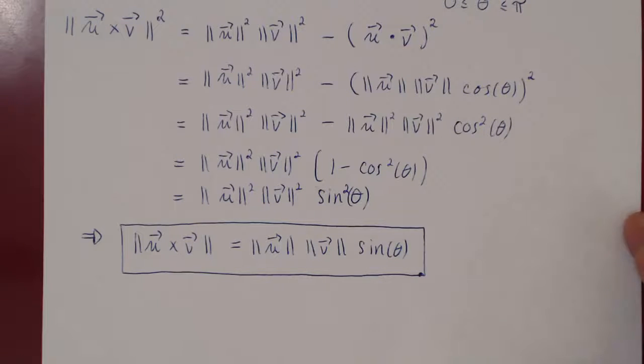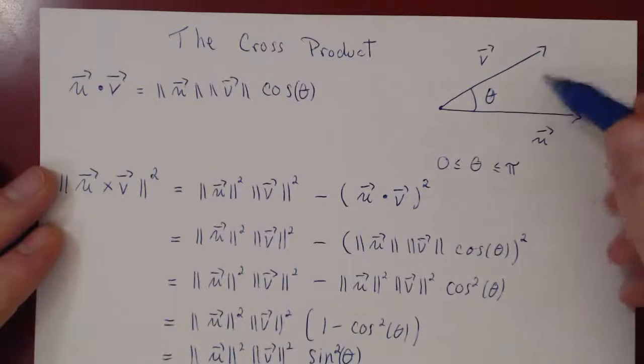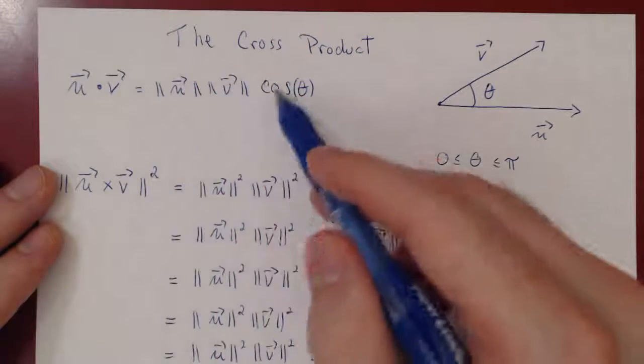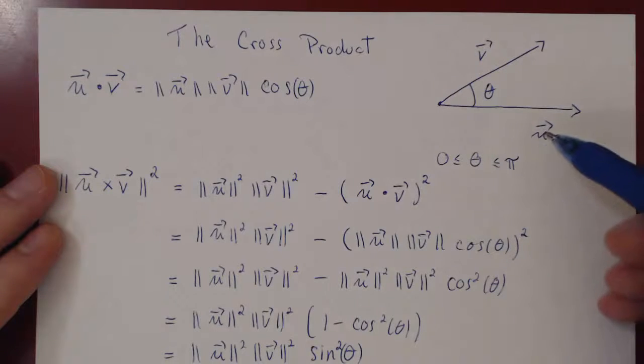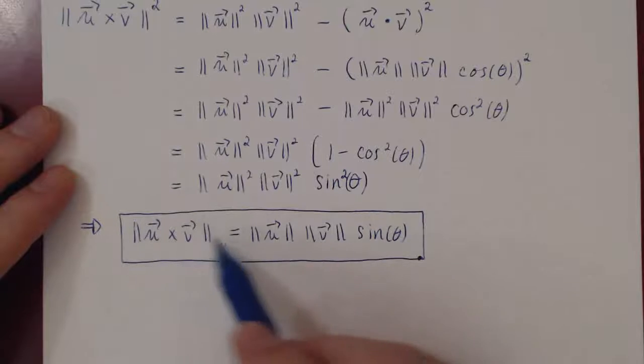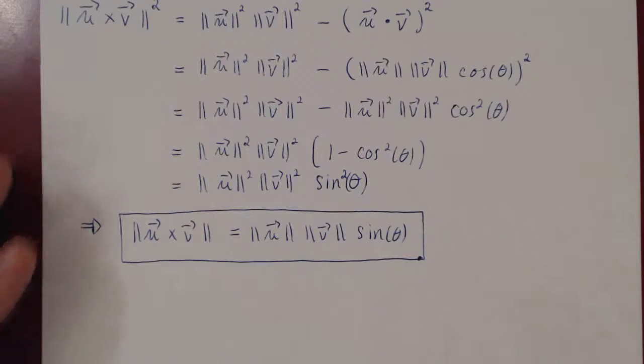And look how similar this result is to the equality of the dot product. With the given picture, if you dot u and v, that's the norm of u, norm of v, cosine of theta. If you cross u and v and take the norm of the vector, it is the length of u, length of v, but now sine of theta. And that is the equality that we were after.